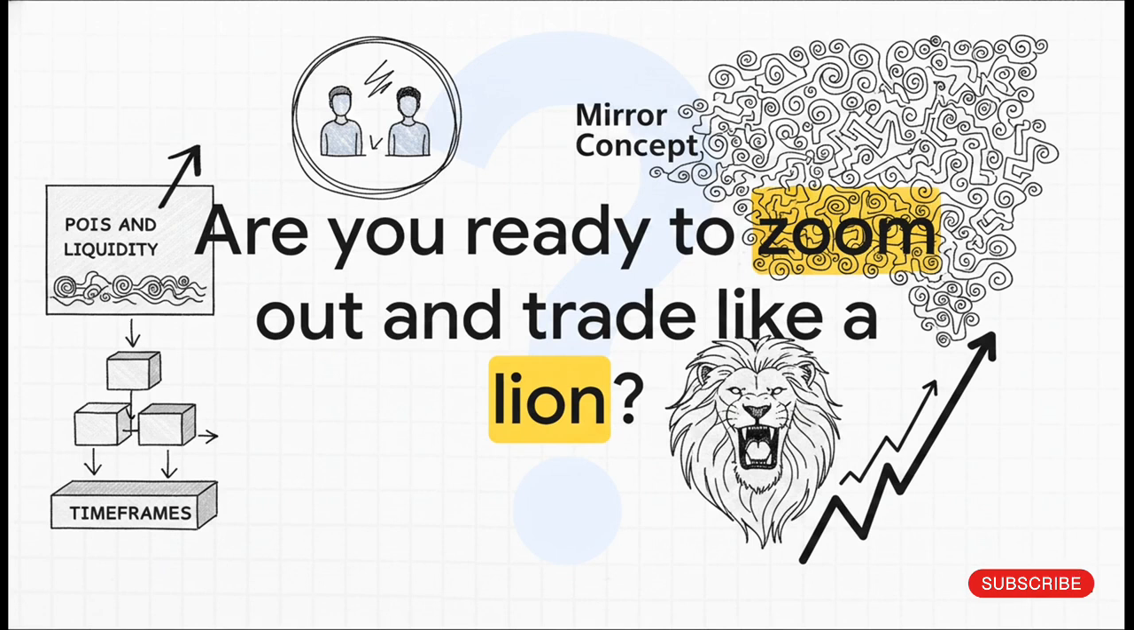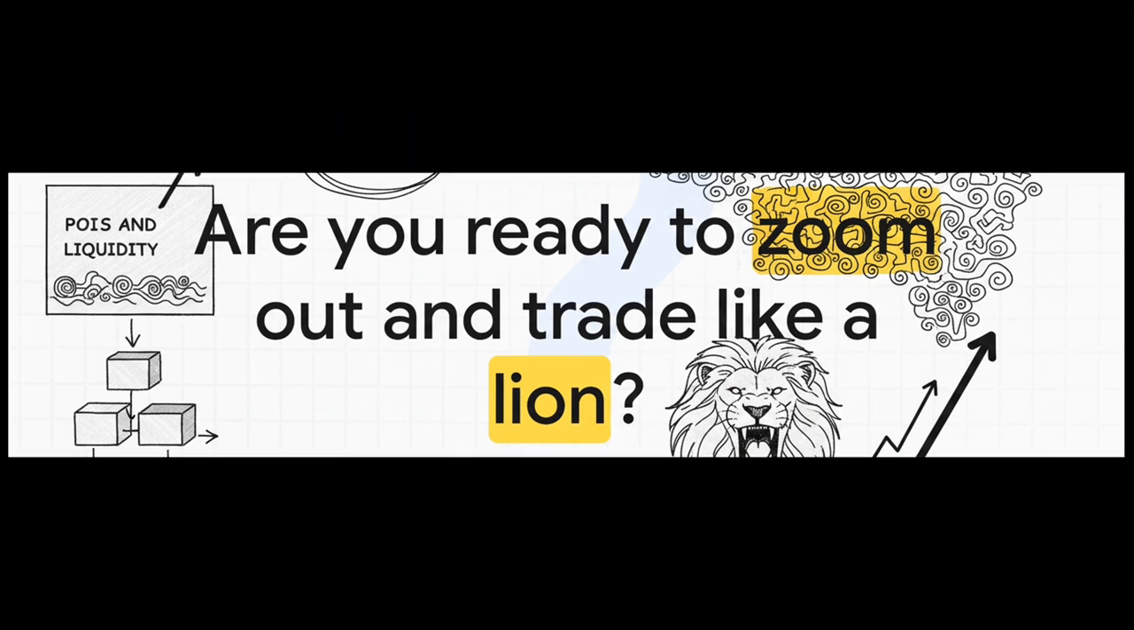We've just systematically built out a comprehensive glossary and broken down the complete mechanics of market bias, from the exact relationship between POIs and liquidity to the strict rules of time frame hierarchy, all the way to the psychological armor of the mirror concept. So now that you have the full playbook in your hands, are you still trying to solve the trading puzzle from the inside? Or are you ready to finally zoom out and trade like a lion?